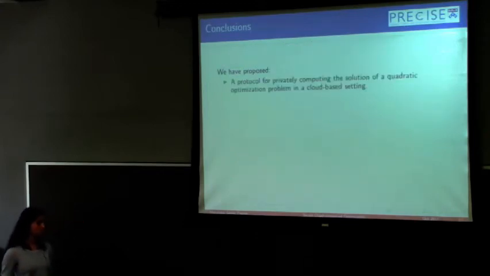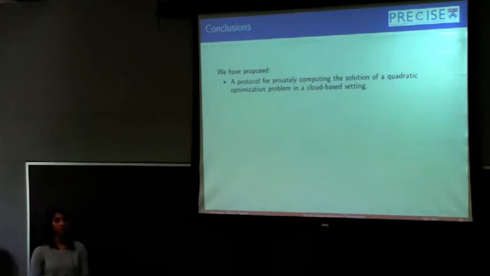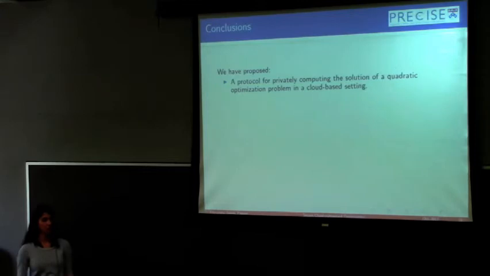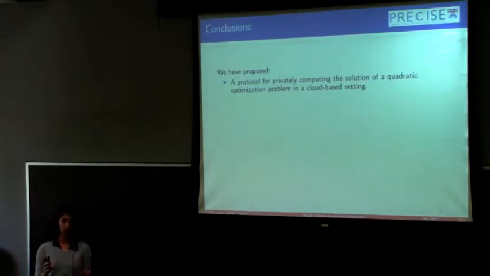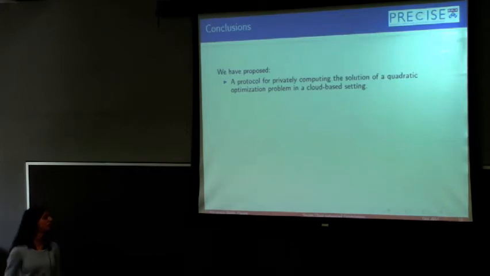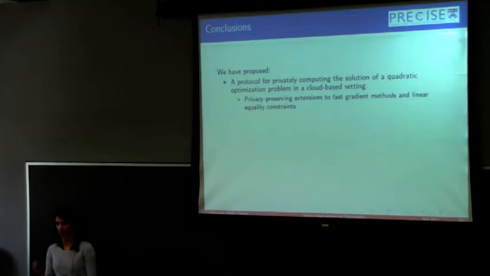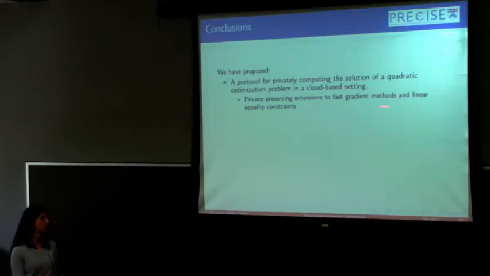So to wrap up, we proposed a secure protocol for a quadratic optimization problem, which means being able to keep both the input data private and the output private. And it's very important to minimize the number of iterations, so we can also implement fast gradient methods for this. And we can also extend the protocol to consider other types of constraints.